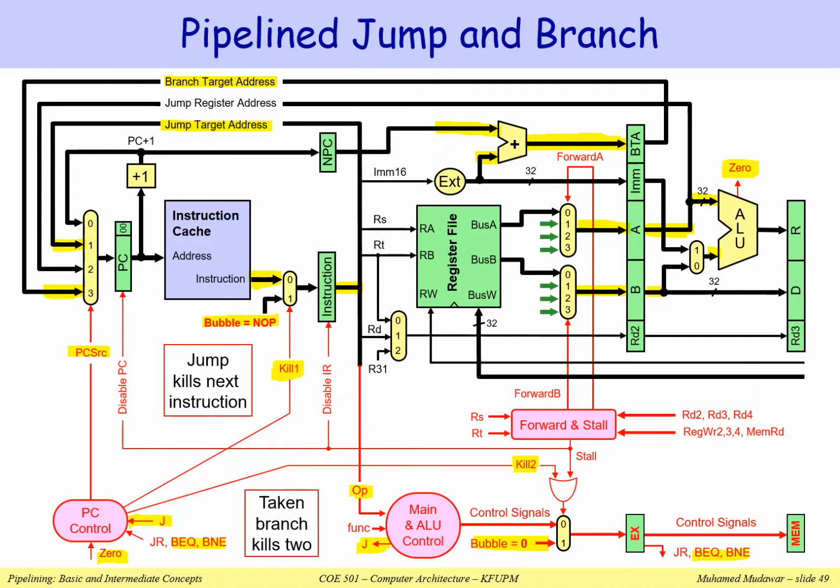Finally, we have the jump register. In the case of the jump register, we have to wait until we have read the value of source register RS. Its value will be available in register A. This will be the pipeline register A. So we pass the jump register address back to input 2 of the PC. Again, we have to kill 2 instructions, kill 1 and kill 2, because these 2 instructions will exist in the pipeline at the time when we have updated the program counter and the jump register took place.